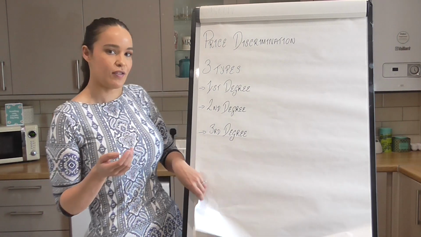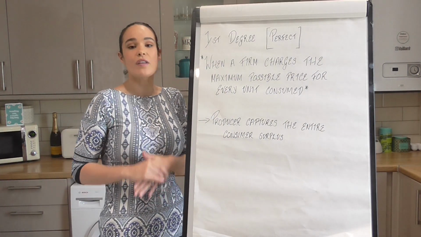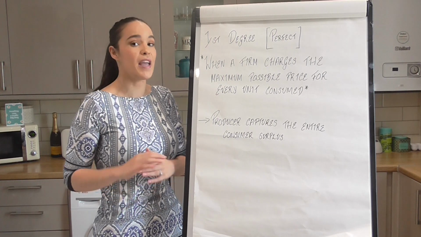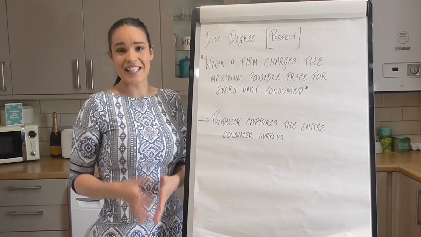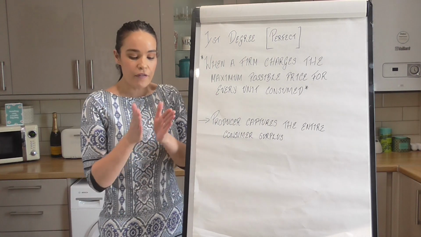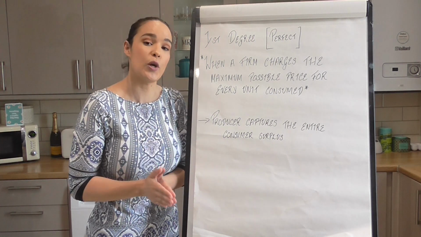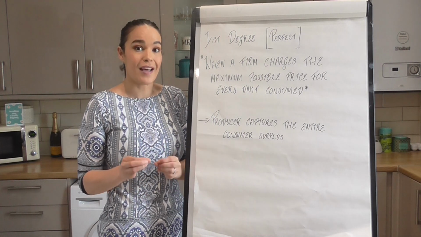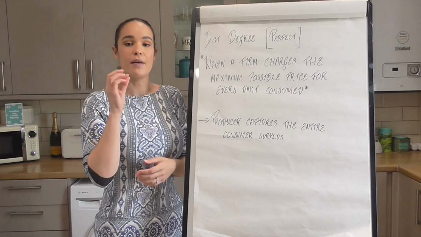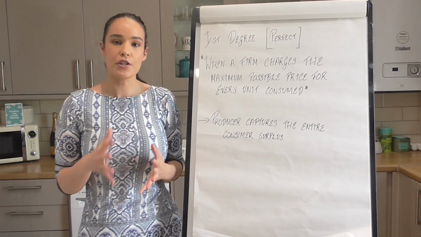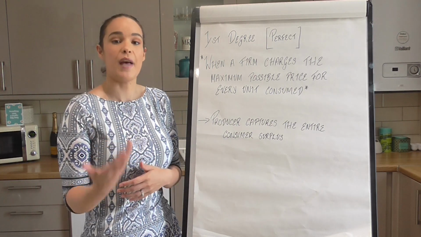So first degree price discrimination, what is it? It is also known as perfect price discrimination. You may well see it as perfect price discrimination when you're doing some revision, looking up on a certain website. They are one and the same. It's where one firm, mainly a monopoly firm with a theoretical monopoly, so there's only one in the market, charges every single consumer their maximum price. So every single consumer in the market is paying the maximum price that they are willing or able to pay.